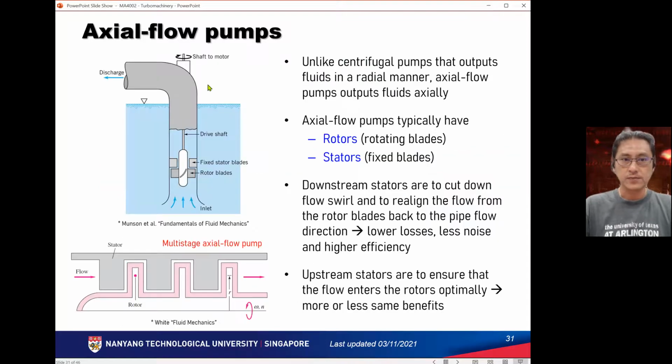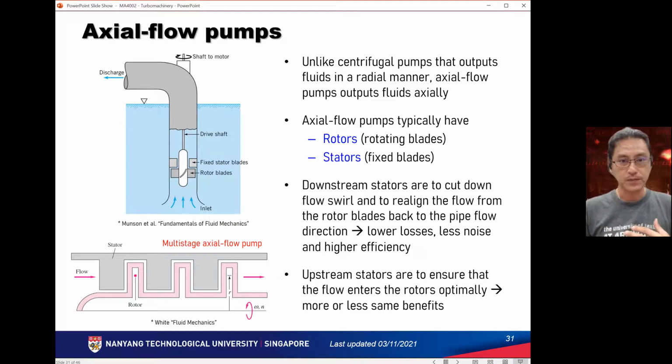Okay, let's move on. Since we're going to move into axial flow pumps, it might be a good idea for us to have a good idea of how they work. Generally speaking, axial flow pumps tend to have static stator blades and rotating rotor blades. The word rotor means that it's rotating, while the word stator means that they're stationary.